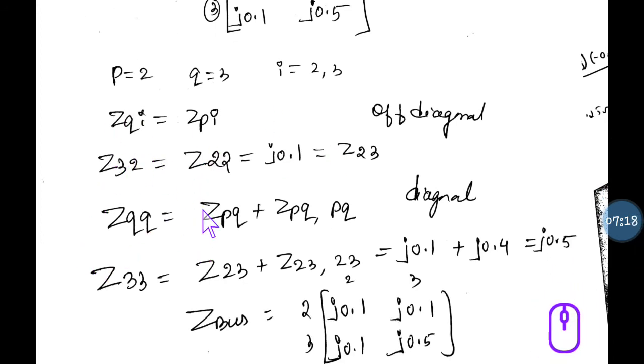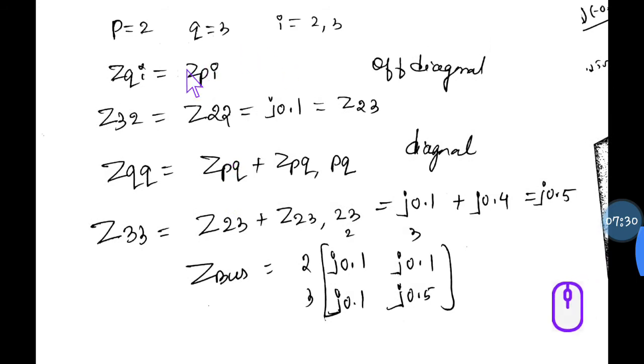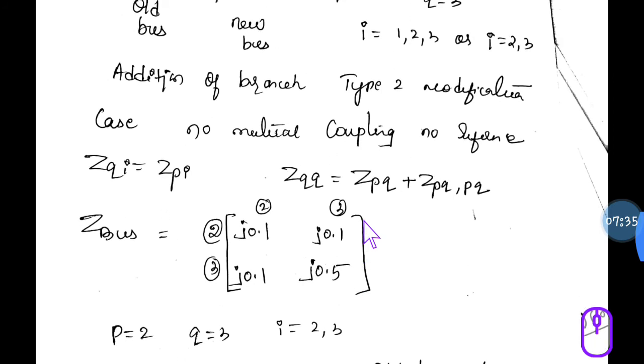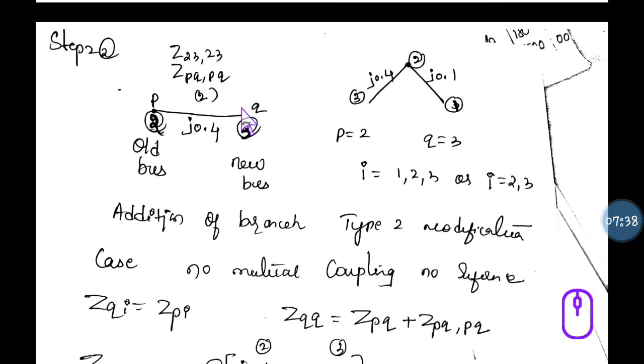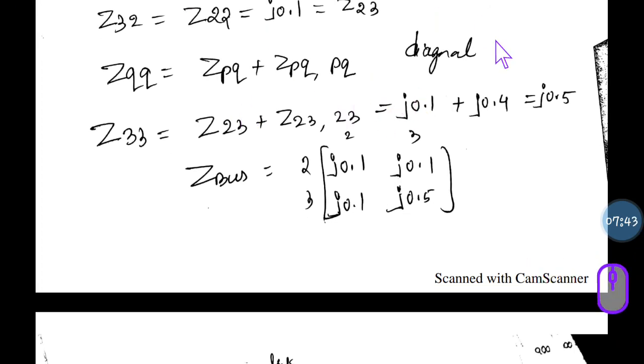Now Z of QQ, the diagonal, you have to find. Z of QQ will be Z of PQ plus Z of PQ comma PQ. So p is 2 and q is 3, and PQ is 2 3 comma 2 3. So Z of 2 3 we just found is j1, substitute here, and Z of 2 3 comma 2 3 is given in the problem itself. While adding, this will be j4. So substituting j1 and j4, we get j5. Therefore Z bus is 2 3 by 2 3: this is j1, j1, j1, and this is j5 that we got. This is for what?